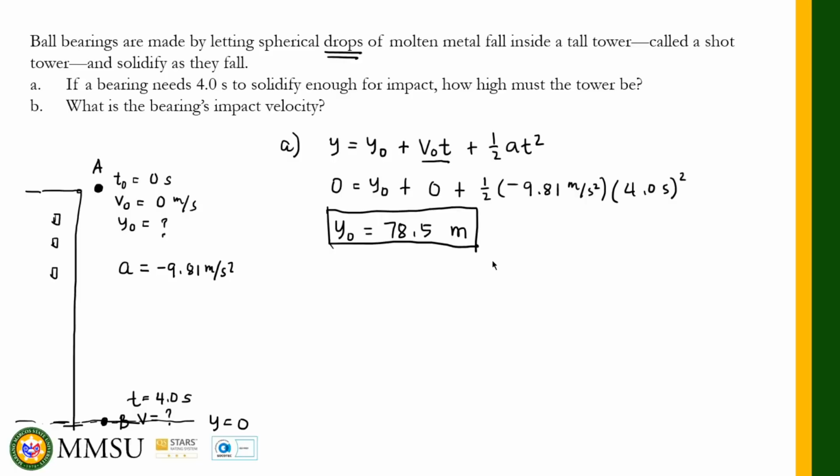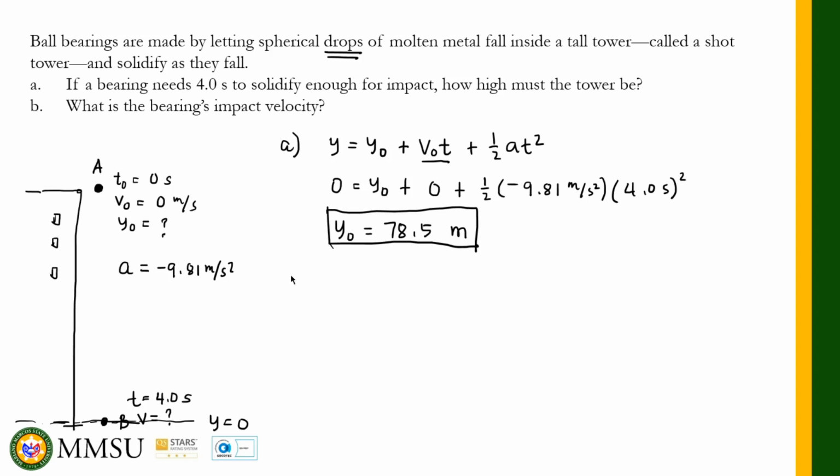And we come up with y sub 0 is 78.5 meters. That means that the motion is started at a height of 78.5 meters. Basically, this is already the height of the tower. Alright? So, the motion is started at point A, the top of the tower, and ends at point B, the ground. Therefore, the height of the tower is where the initial motion started. That's 78.5 meters.